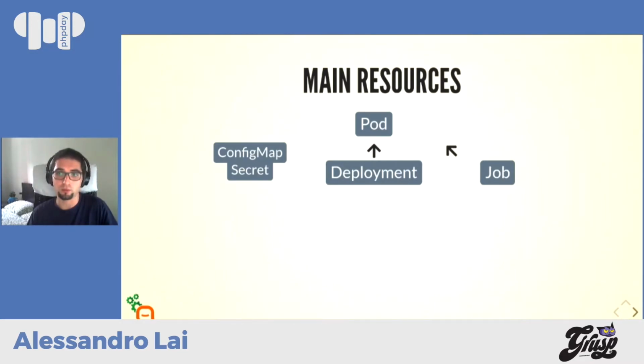Another resource that works through a job is the cron job. Well, the name explains itself. So it's basically just a way to create jobs on a time schedule.